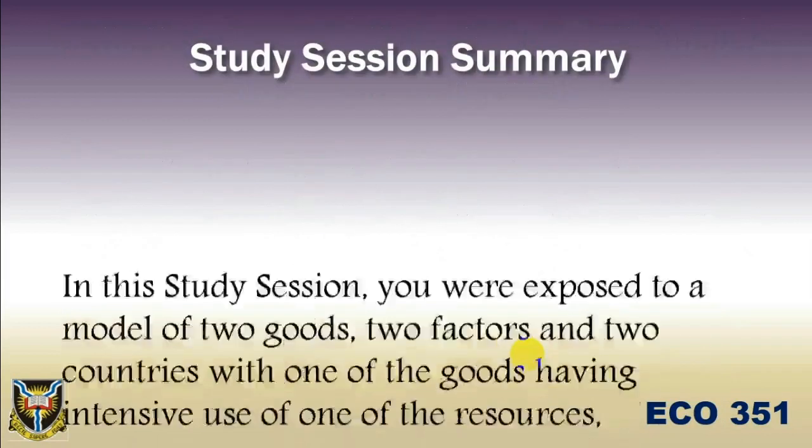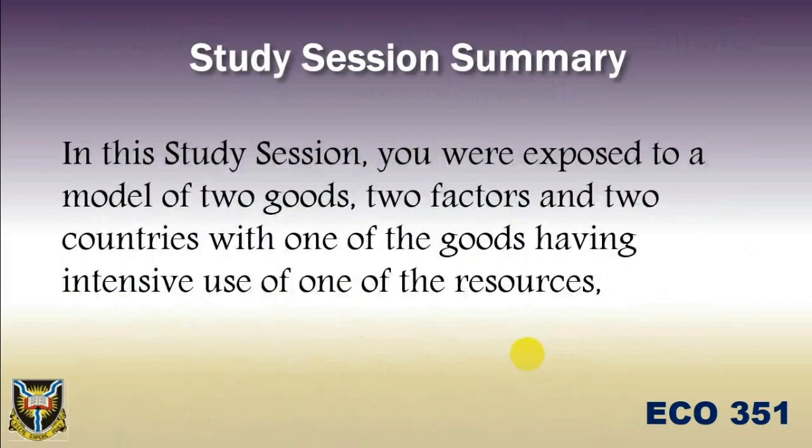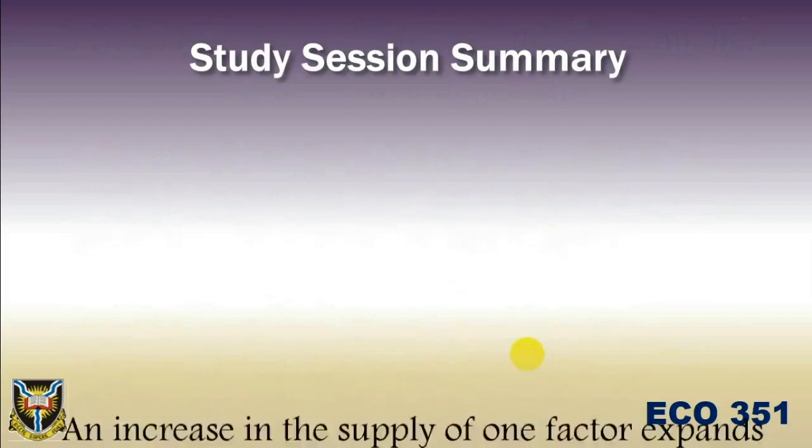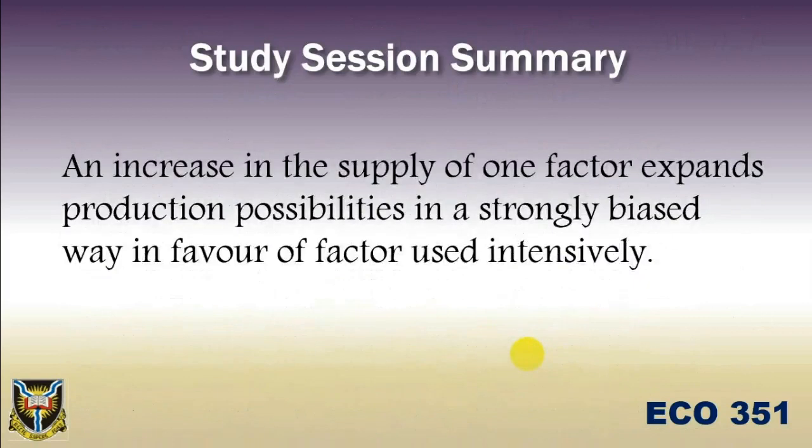Summary: In this study session, you were exposed to a model of two goods, two factors, two countries, with one of the goods having intensive use of one of the resources. Also, at a given wage rental ratio, production of one of the goods will be higher in capital to labor than production of the other. An increase in the supply of one factor expands production possibilities in a strongly biased way in favor of the factor used intensively.